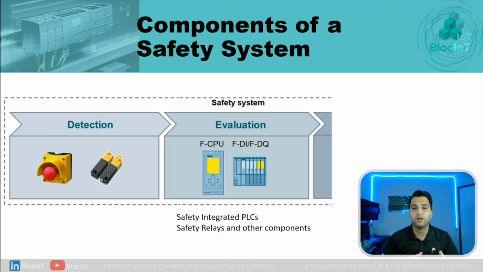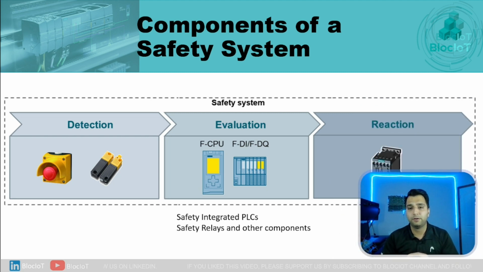The next component of the safety system is a device that evaluates the current state of the system based on some predefined logic and the information that comes from the detection system or component. This component can be a safety integrated PLC, such as S7-1200 or 1500 offered by Siemens, or other safety relays and other safety components offered by other manufacturers.